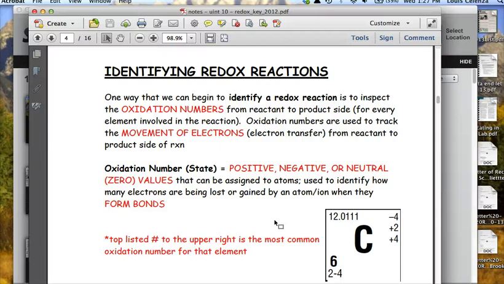If you're given a reaction, whether it's single, double replacement, etc., you have to find the oxidation numbers of the elements on both sides of the equation, and then look at them and compare from one side to the other, one element on one side to the other side, and see if the oxidation numbers have changed. If they have, chances are it's a redox reaction. If they haven't, then it's not a redox reaction.